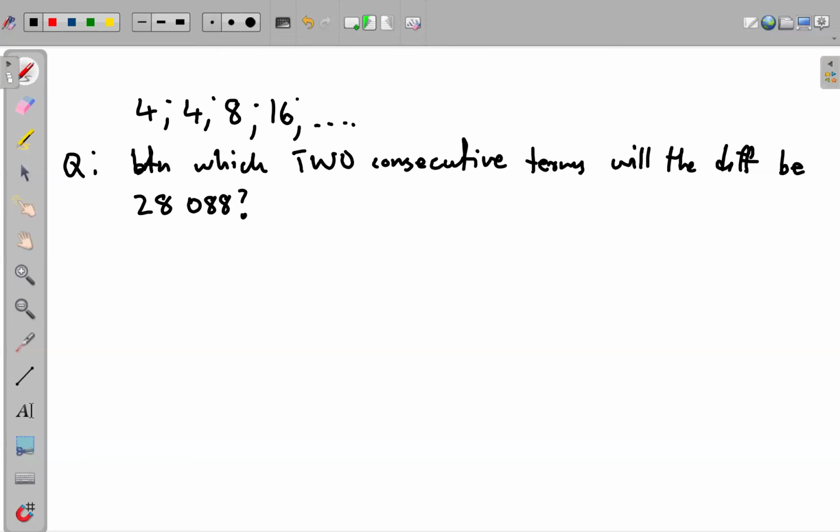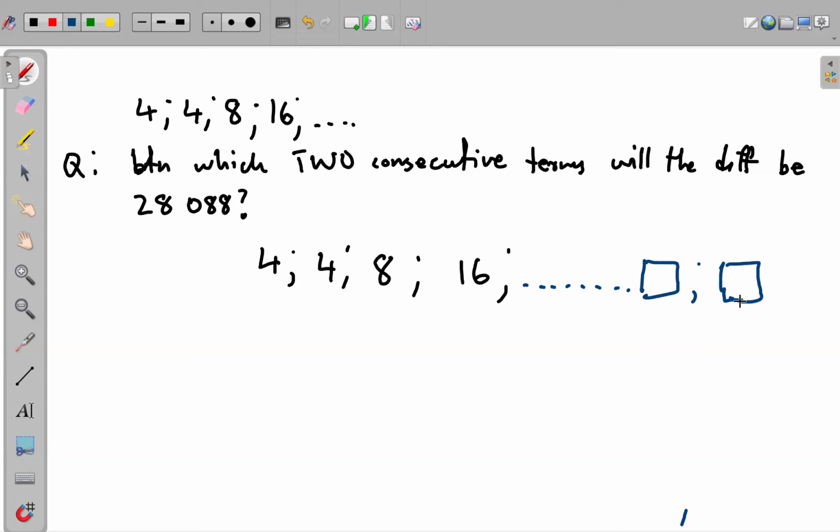And I want to show you how it links to what I've just illustrated. So I've got 4, 4, 8, and 16. What they are trying to say is, as you go on with this sequence, there are two terms that come one right after the other. And between those two terms, the difference is actually 28,088. That's what they're literally saying. And if you would think with me, I need you to be aware then that this 28,088 is actually a term within the arithmetic sequence that is found in this quadratic number pattern.